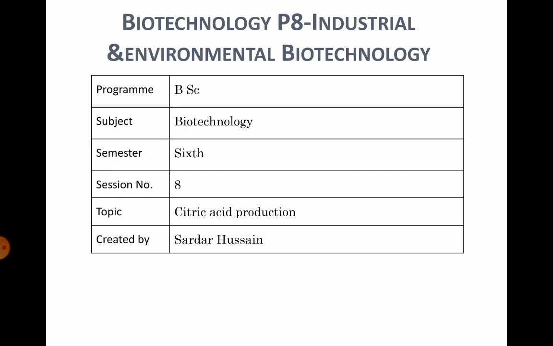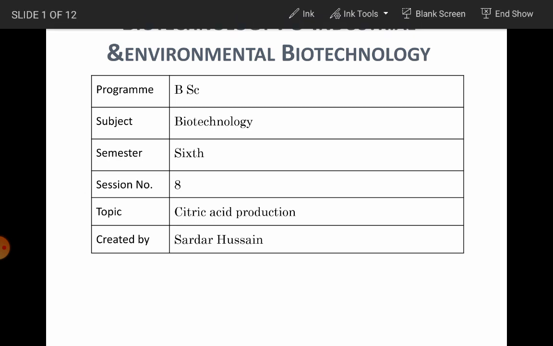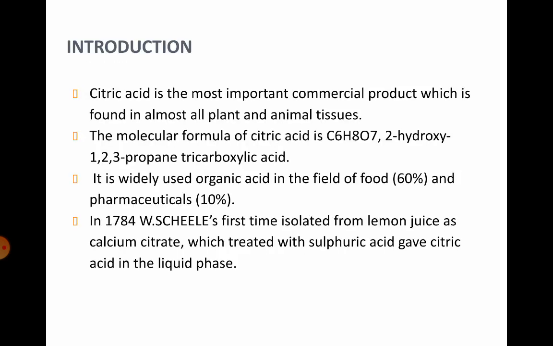The topic of today's discussion is citric acid production, industrial production of citric acid. So citric acid is the most important commercial product which is found in almost all plants and animal tissues. The molecular formula is C6H8O7. It is 2-hydroxy 1,2,3 propane tricarboxylic acid. It is widely used as organic acid in the field of food and pharmaceuticals.